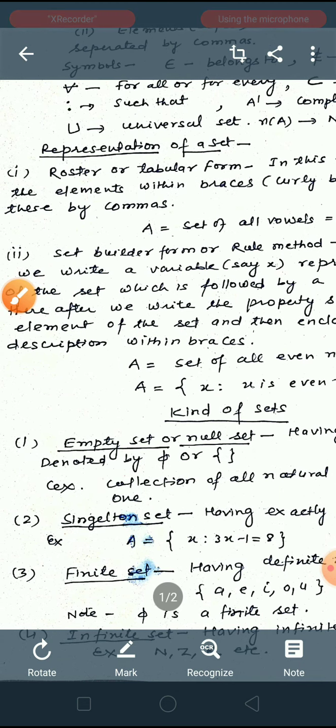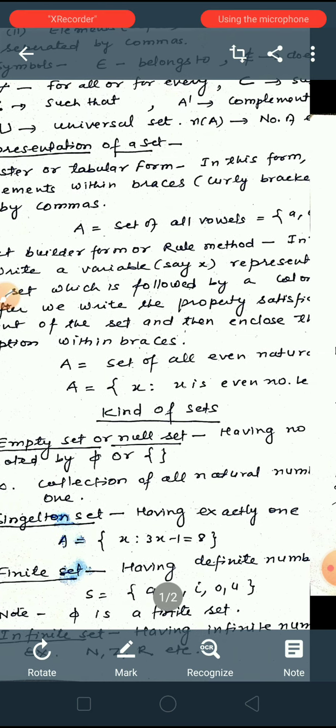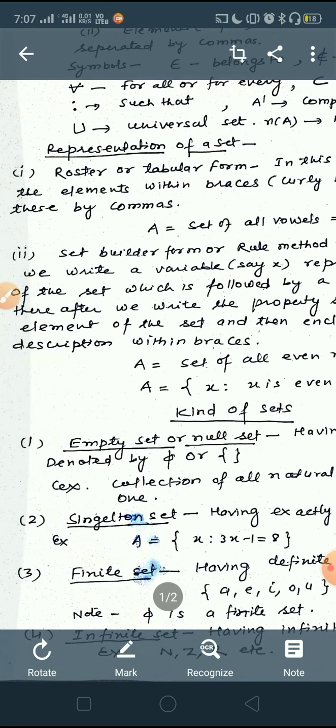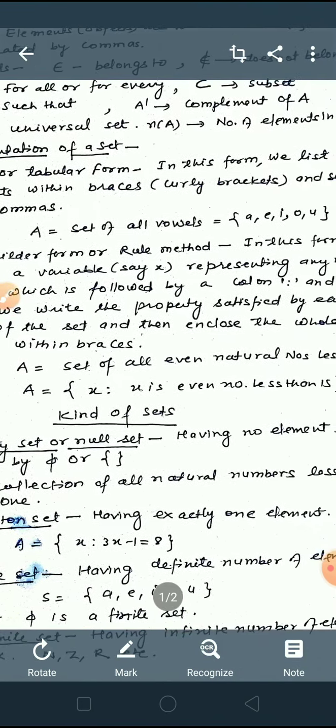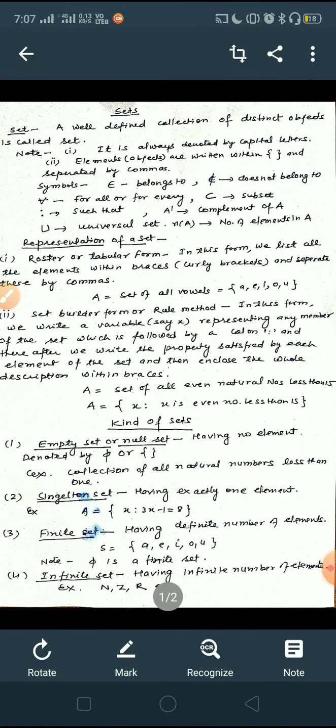Okay children, now move to kinds of sets. We can also call it types of sets. The first one is the empty set or null set. Both are the same words and they convey the same meaning. Empty set means having no element. Having no element means if a set is empty, it does not contain any element.